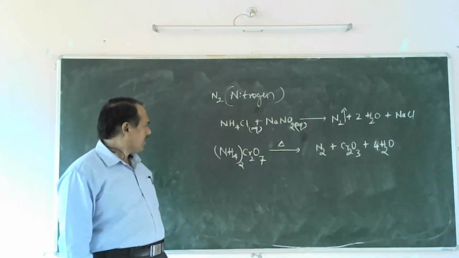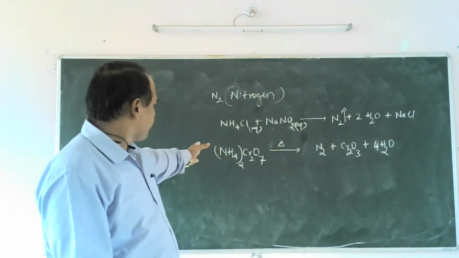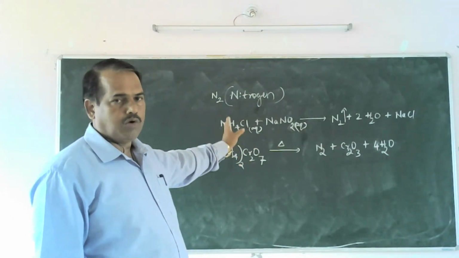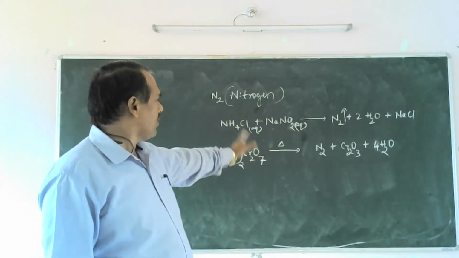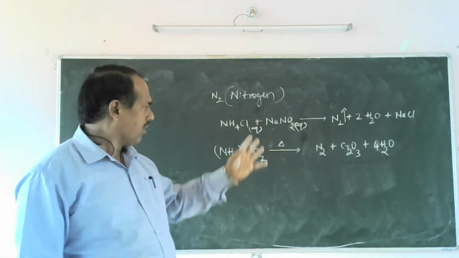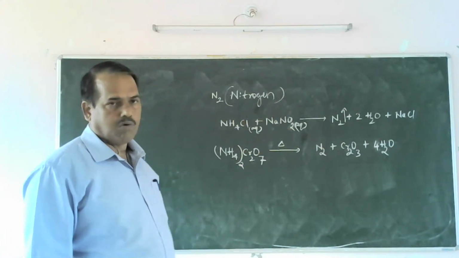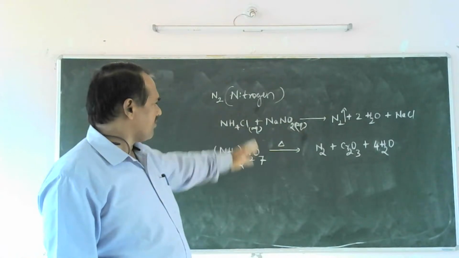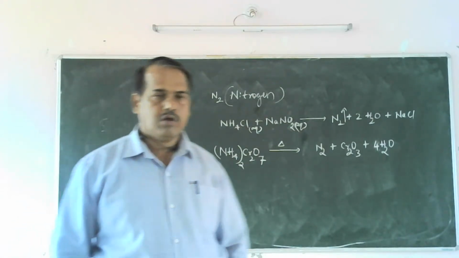I'll repeat again. Ammonium dichromate thermally decomposes at high temperature to form nitrogen gas along with chromic oxide and water. Therefore, this is the second method of preparation.